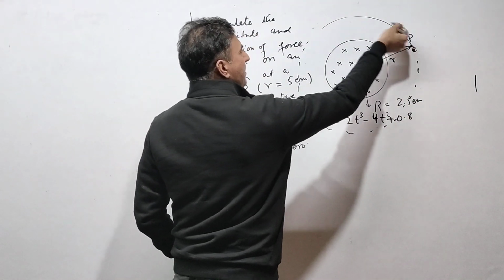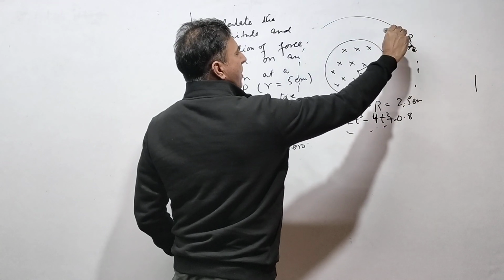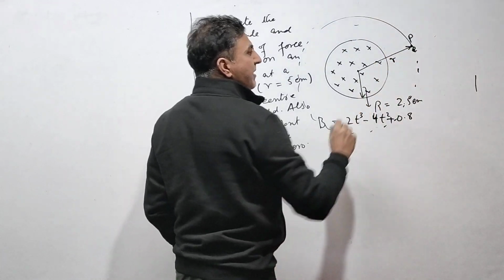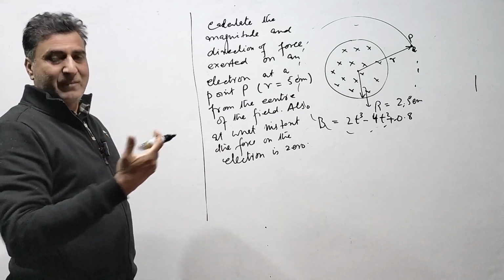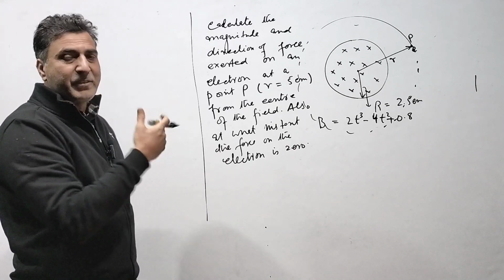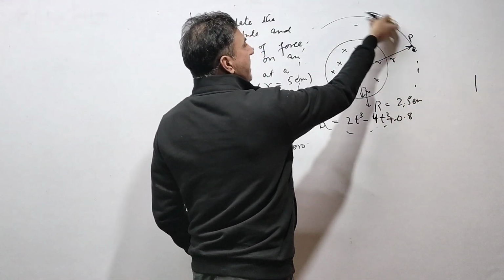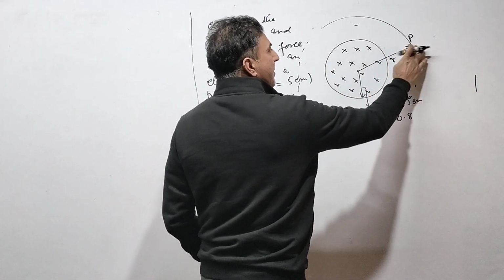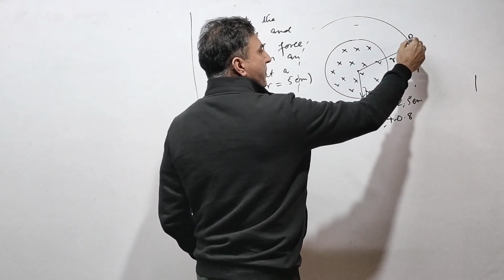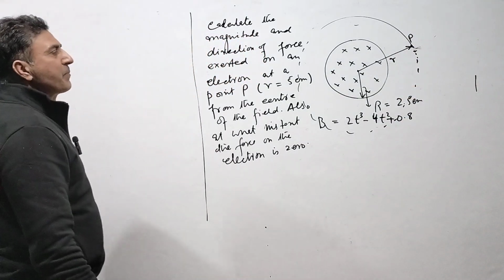It will be tangential to this circle. The electric field will be tangential. But will it be clockwise or anti-clockwise? It depends. If the electric field is positive, that we are getting from the derivation, then the electric field direction is anti-clockwise. If the electric field becomes negative, then the electric field is clockwise. If it is negative, that we have to see.